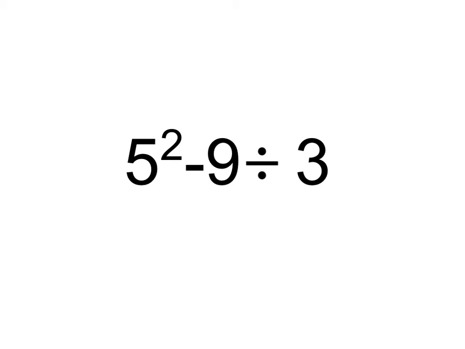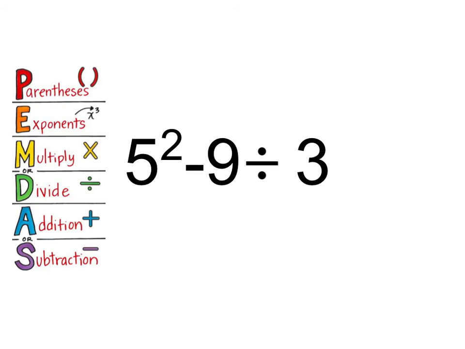Let's take a look at this example. Why don't you go ahead and write this down, pause your video, and see if you can solve this using the order of operations. All right, so thinking about the order of operations, I have no parentheses, but I do have some exponents. I know that 5 squared is the same as 5 times 5, and that is going to give me 25.